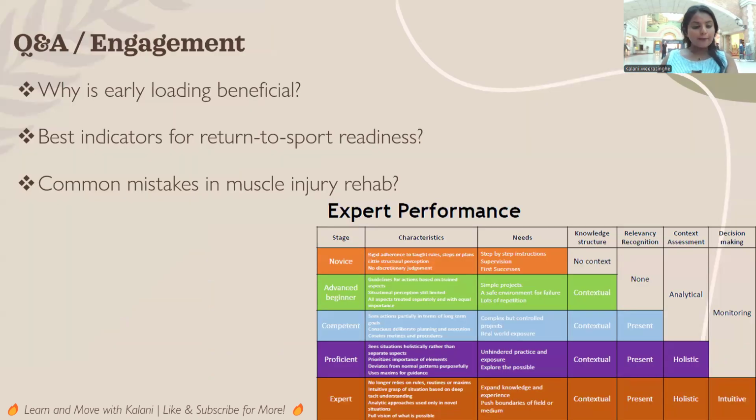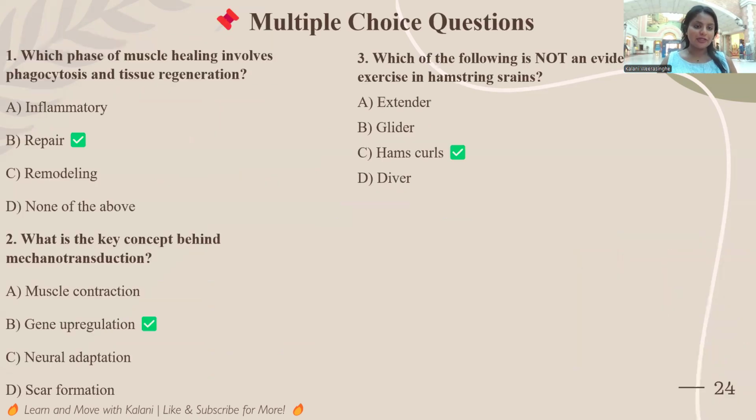Now let's discuss some key questions. Feel free to drop the answers in the comment. First question, why is early loading beneficial? Second, what are the best indicators for return to sport readiness? Explain them. What are the common mistakes in muscle injury rehabilitation?